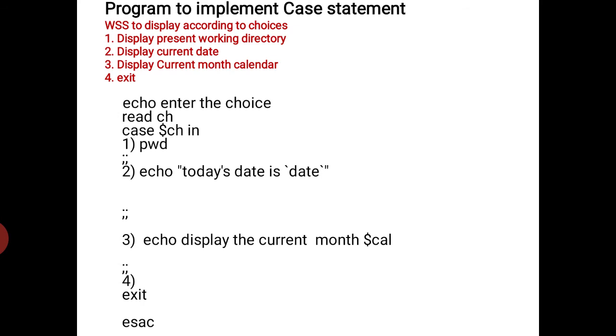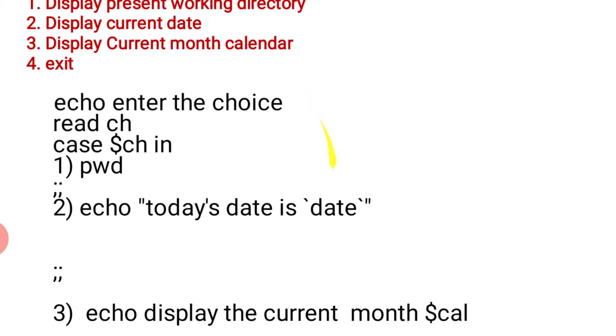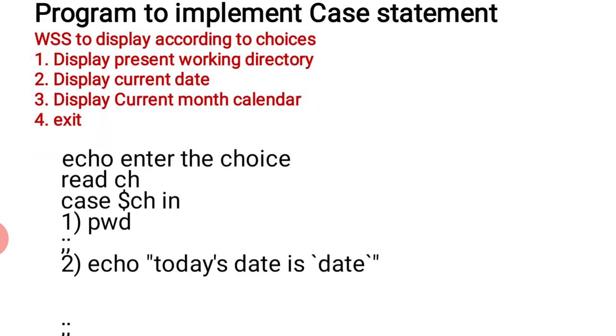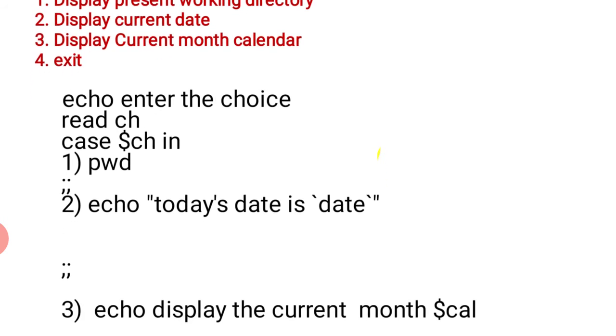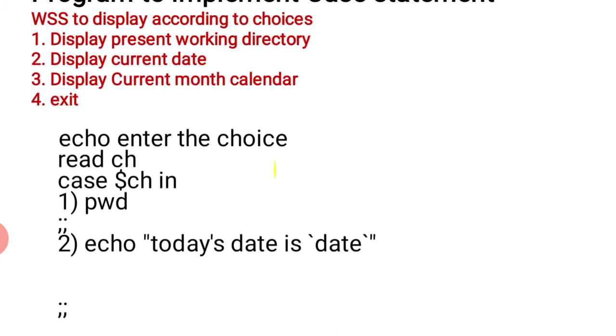You have to write a shell script to display according to the choices: display the present working directory if the user's choice is 1, display the current date if the user's choice is 2, display the current month calendar if the user's choice is 3, and exit if the choice is 4. So, the program code is: enter the choice, read the choice with any variable, here we have used ch. Case $ch in, where the choice variable is ch. If this choice is 1, the first case is to display the present working directory.